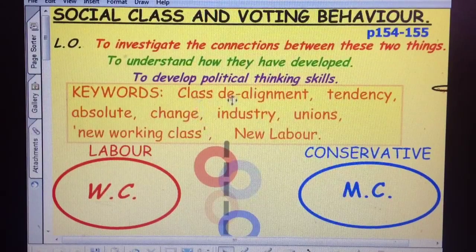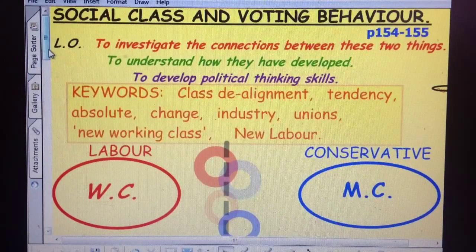Keywords are class dealignment, tendency, absolute change, industry, unions, new working class, new Labour. Class dealignment is a fancy phrase. Alignment, if you line up; dealignment, you stop lining up. Tendency, it tends to this, it tends to that. It means not everybody, it's not an absolute, it's a tendency.